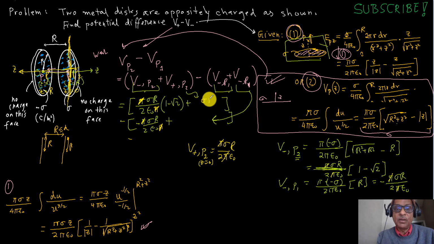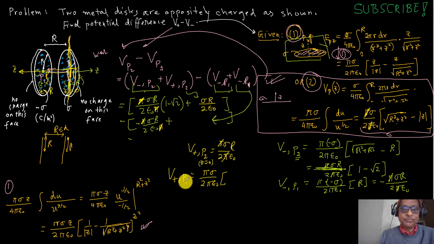So σr over 2ε₀. What goes here? V at plus P1 is πσ over 2π ε₀. Should cancel that out to simplify. Now for this, z is r, and so when you work it out, it's going to be r times (square root of 2 minus 1). So this is going to be σr over 2ε₀ times (square root of 2 minus 1).